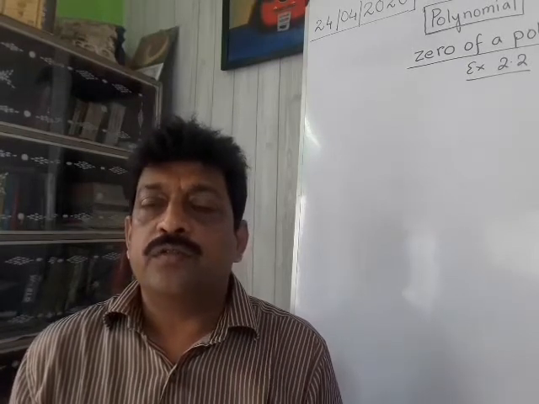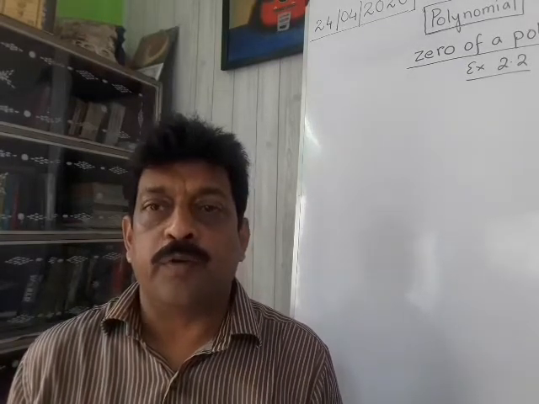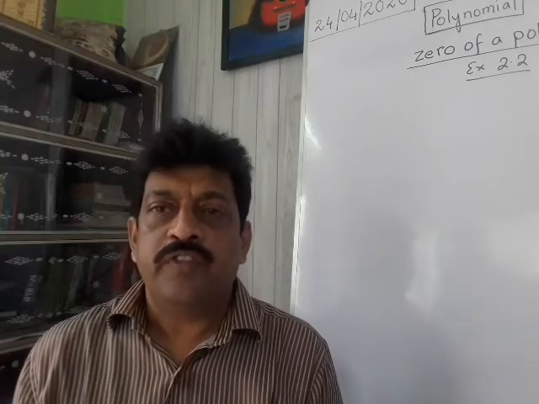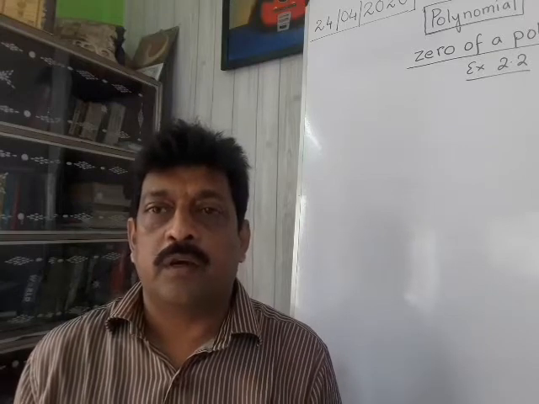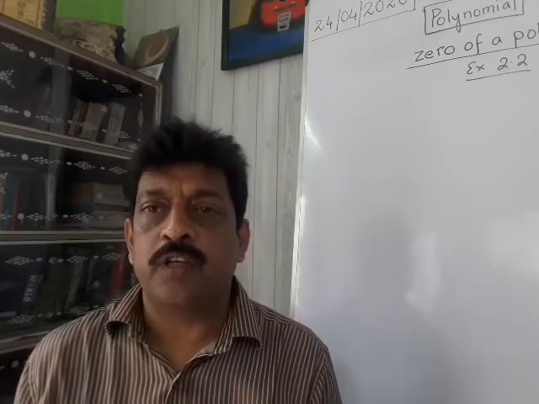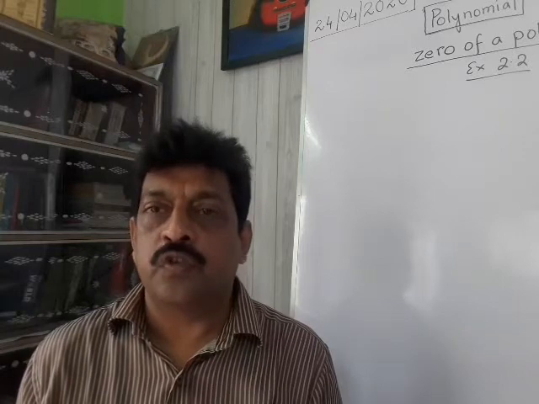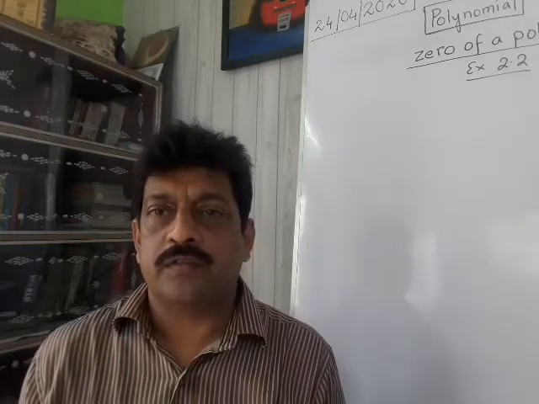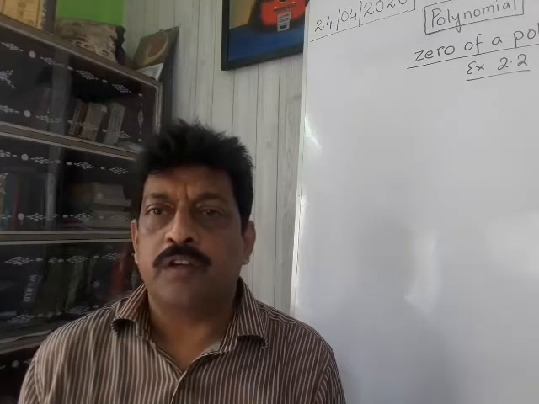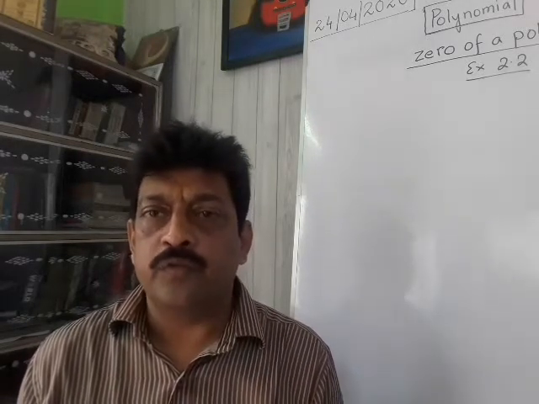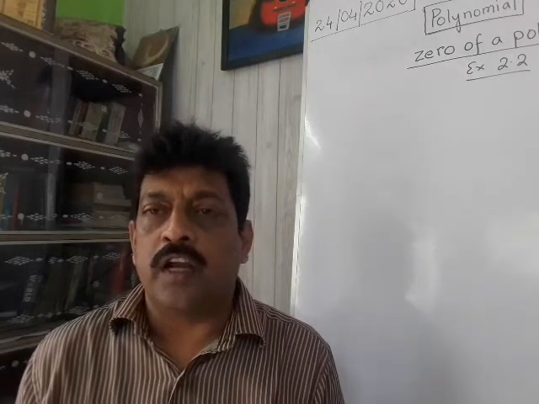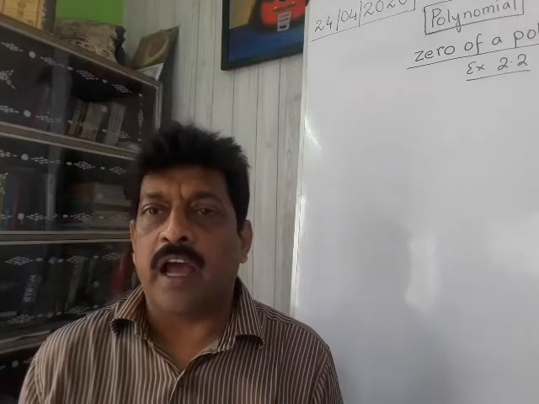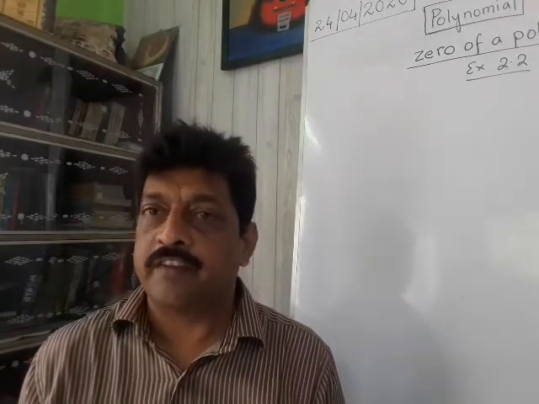Today I shall continue with the chapter Polynomial of class 9 Mathematics. In the previous class, we have learned about the value of a polynomial and the zero of a polynomial. So if we replace x of any polynomial with any real value, then that value of p(x) is known as the value of the polynomial at x equals that real value.